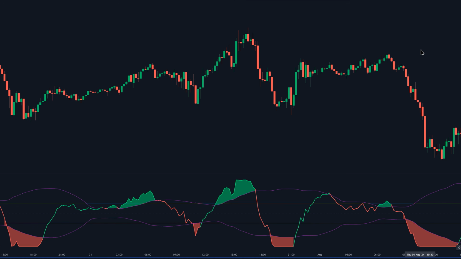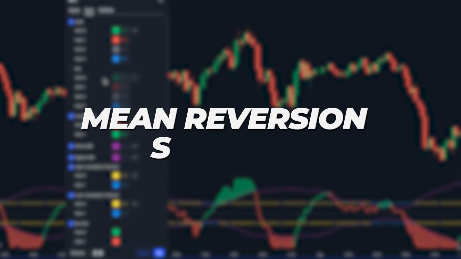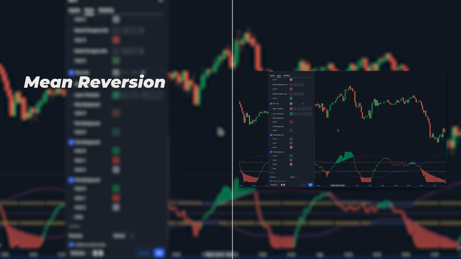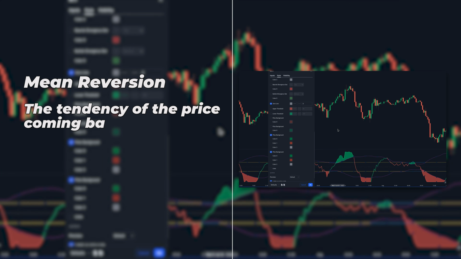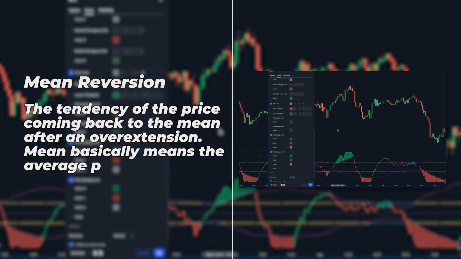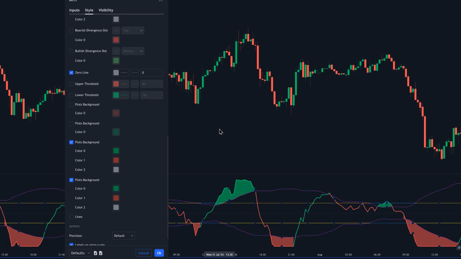Now, last but not least, we can also use this indicator to trade the mean reversion strategy. Now, what is mean reversion? Well, mean reversion basically refers to the tendency of the price coming back to the mean after an overextension. Mean basically means the average price. So once the price overextends too far to the downside, it tends to come back up, or at least to the average price, and vice versa for when it extends too far up.